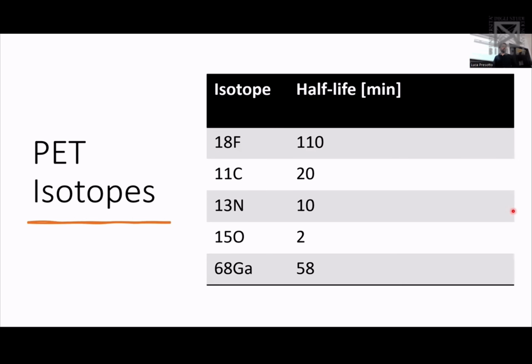What are the most used PET isotopes for positron emission tomography? Fluorine-18, which has a half-life of 110 minutes. Half-life is the time in which the amount of radioactivity you have becomes half of that. So you still have it afterwards. And this is like 2 hours. And you can actually develop a logistic chain with that.